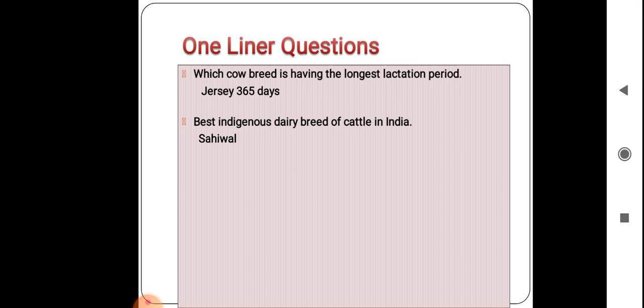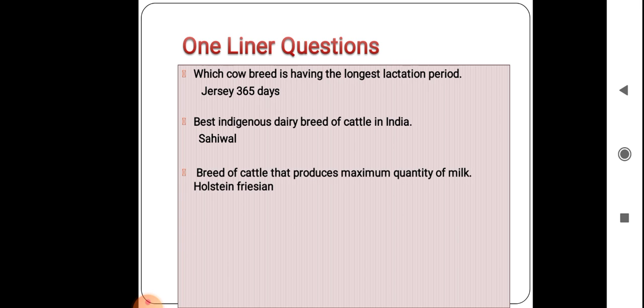Best indigenous dairy breed of cattle in India, Sahiwal. Breed of cattle that produces maximum quantity of milk, we have already discussed, it is Holstein Friesian. Best dual purpose breed of cattle, that is Haryana. So best indigenous cattle is Sahiwal, best dual purpose breed is Haryana.